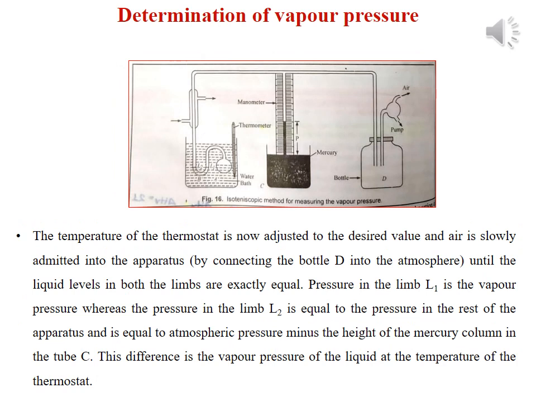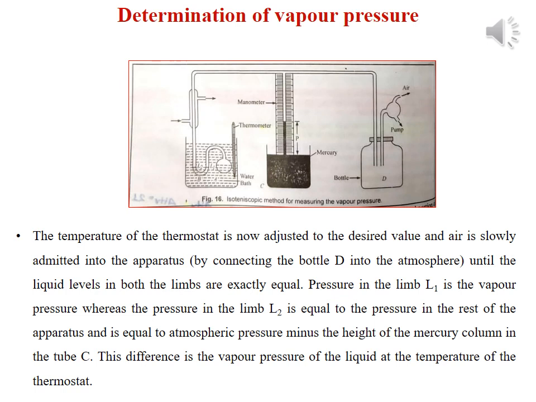Now we set the temperature of the thermostat to a desired value, and then air is slowly admitted into the apparatus. And how is it done? It is done by connecting the bottle D to the atmosphere until the liquid levels in both the limbs, that is L1 and L2, become exactly equal.